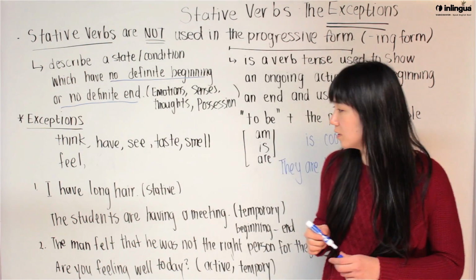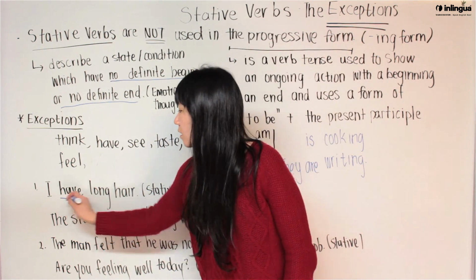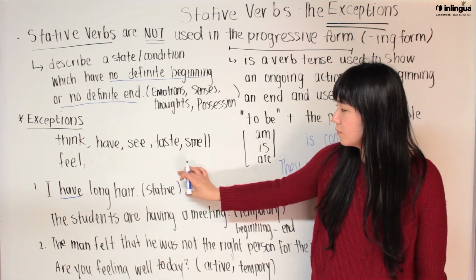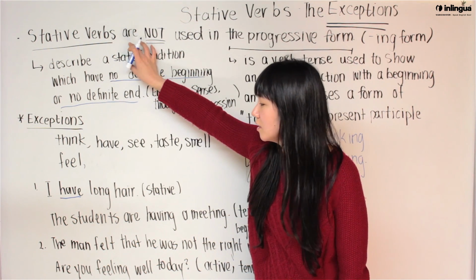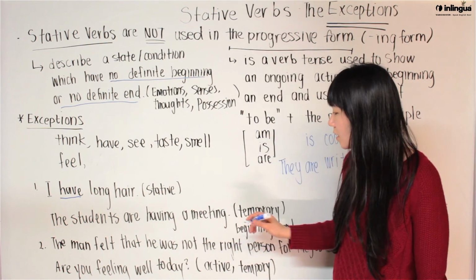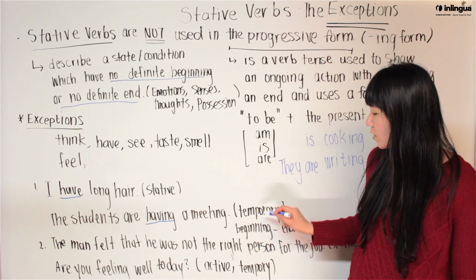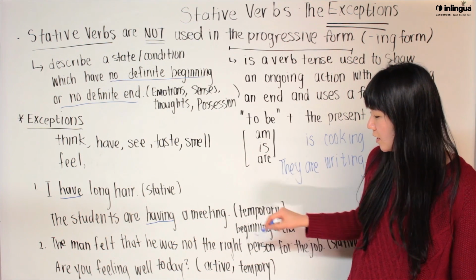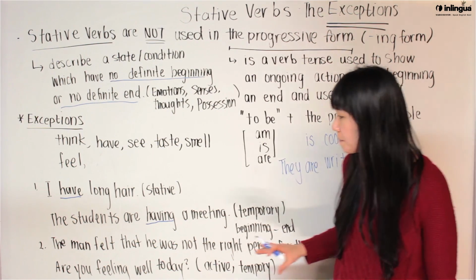Okay, let's get rid of that one. So, I have long hair. Here, the verb is a stative verb because it's a state. However, here, the students are having a meeting. Here is the verb with the ing form. They are having a meeting, which is temporary. There is a beginning and then there's also an end.